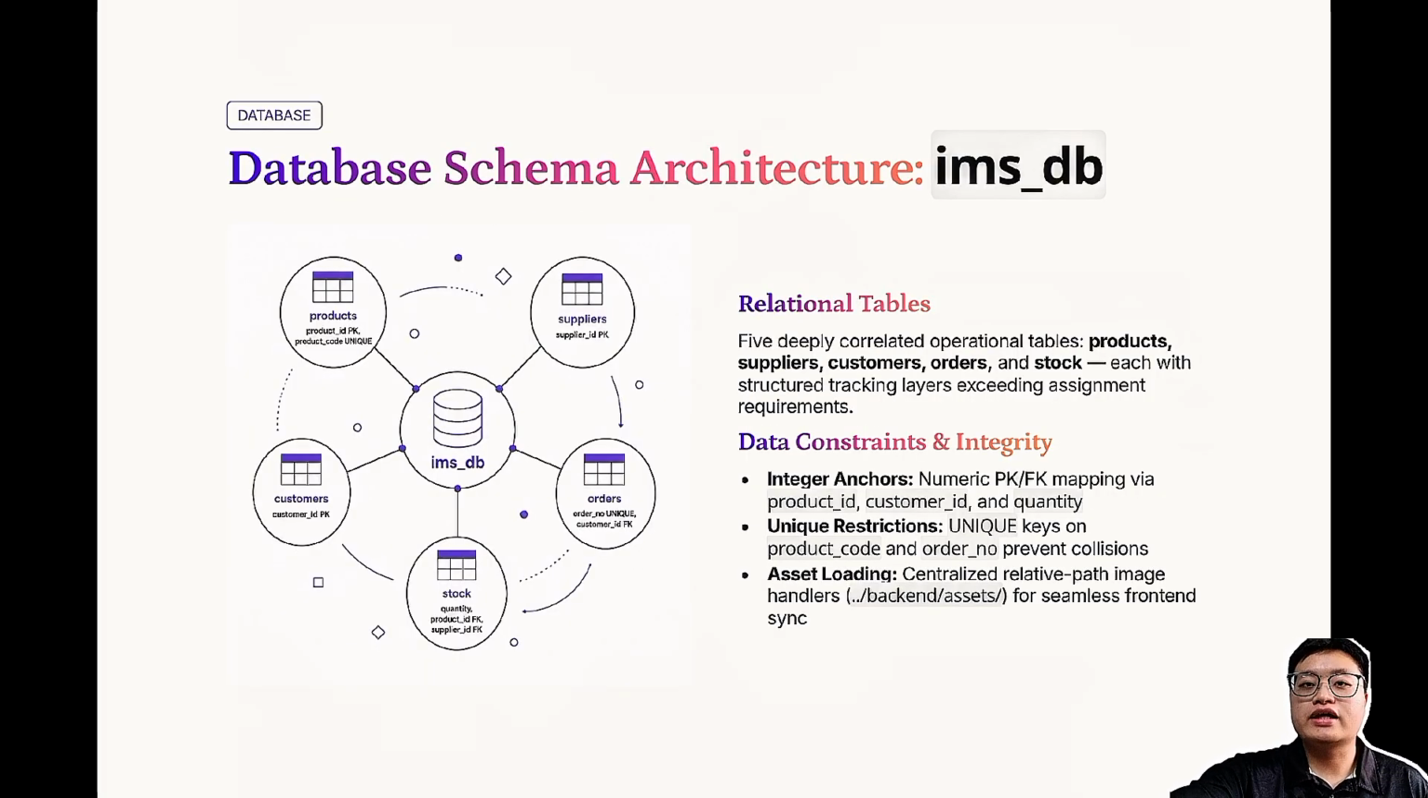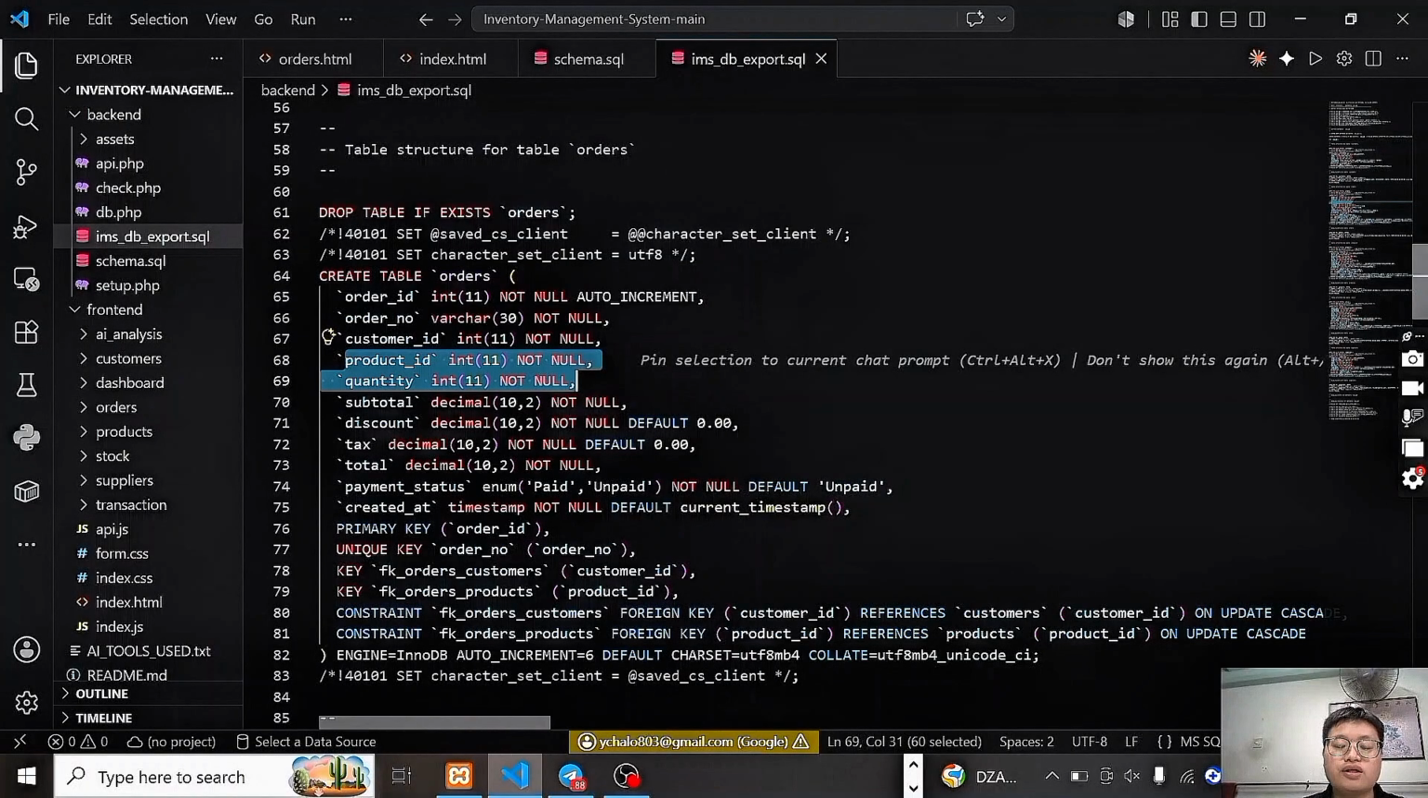Next, moving into the database table use. Our backend architecture runs on the IMS DB, featuring 5 deeply correlated operational tables, which are product, supplier, customer, orders, and stock. This blueprint actually exceeds the minimum assignment requirement to reflect a real business scenario. And for strict data integrity, we implemented integer anchors for our relational mapping through fields like product ID, customer ID, and stock quantity. We also enforce a unique restriction on the product code and order number to prevent data collision during the live operation.